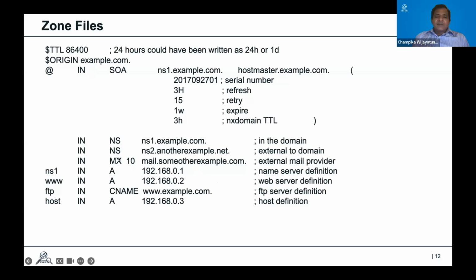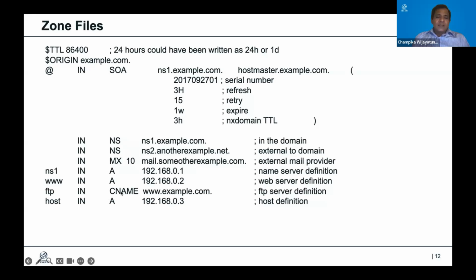If you have a mail server, you create an MX record, mail exchange, okay? And then you can also provide some priority for mail servers. If you have multiple mail servers and you prefer one over another, then you can give some preference value there. So like this, you can define your records in your zone file.